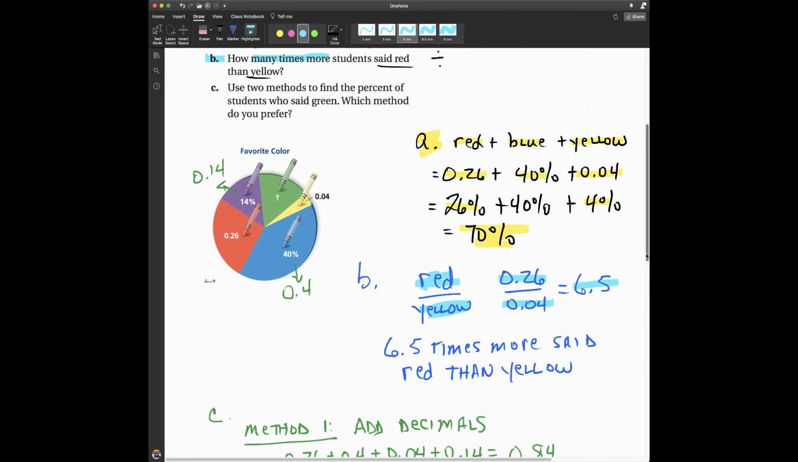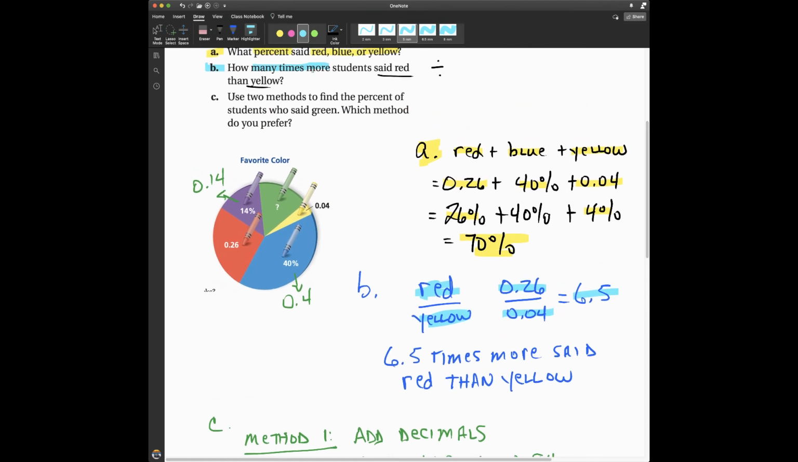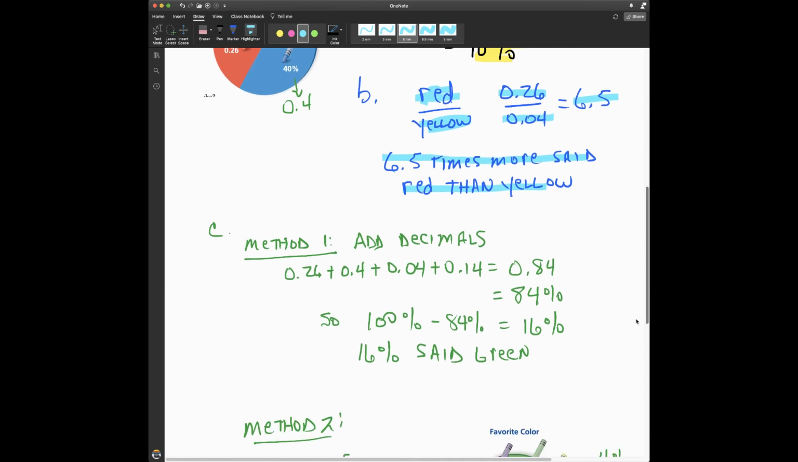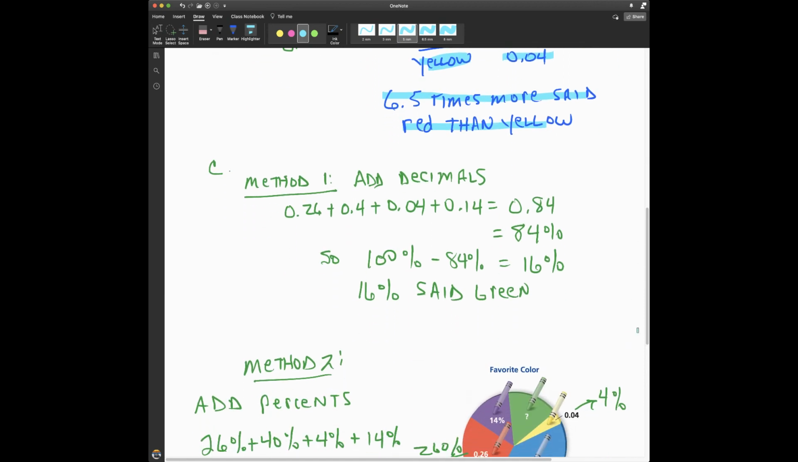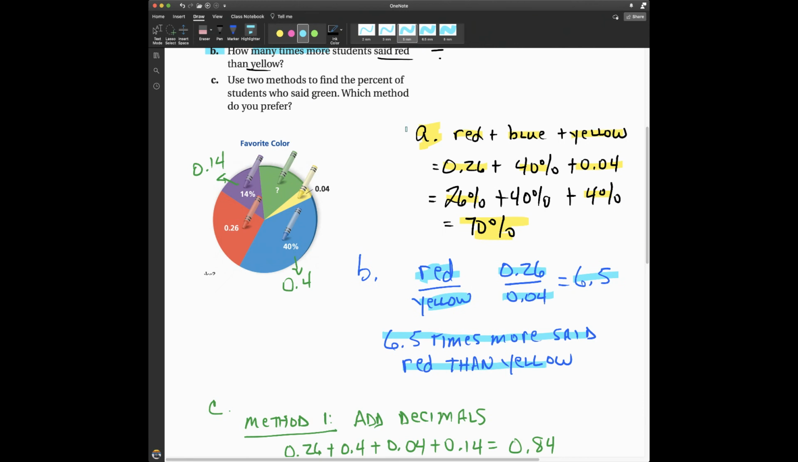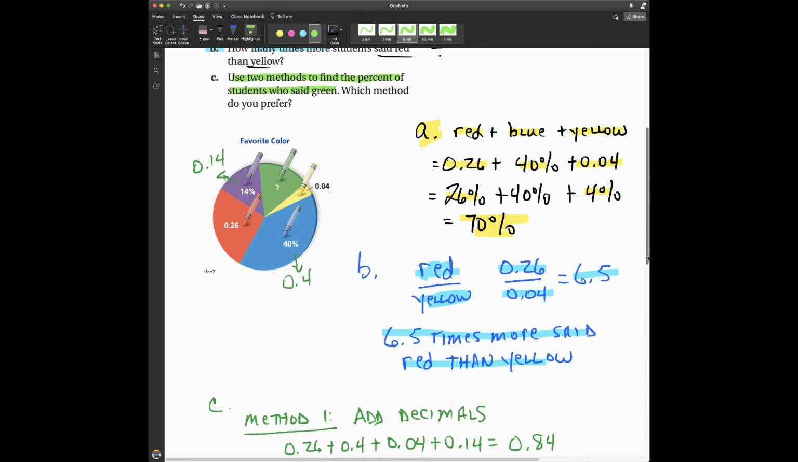And what does that mean? How many times more students said red than yellow? 6.5 times more said red than yellow, okay? And then for part C, it basically says use two methods to find a percent of students who said green, okay? And which one do you prefer?